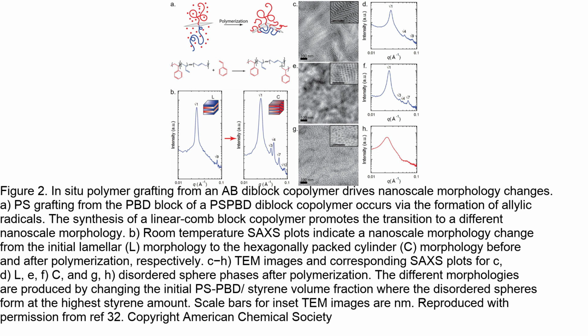TEM images and corresponding SAXS plots in Figure 2c-h demonstrate the different morphologies produced by changing the initial PS-PBD, styrene volume fraction, including L, C, and disordered sphere phases. The significance of Figure 2 to the paper is that it demonstrates how the in situ polymer grafting process can induce nanoscale changes in the morphology of the block copolymer.